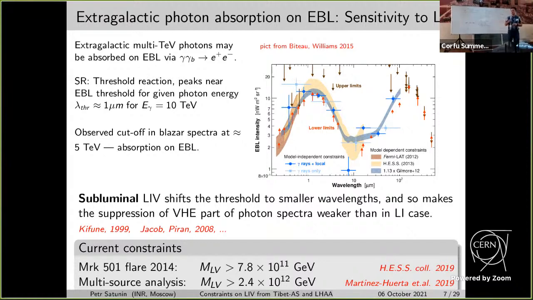And in case of subluminal LIV, the threshold is shifted to smaller wavelengths, and so the universe becomes more transparent. Suppression of these TeV extragalactic photons will be weaker than in the standard Lorentz invariant case. So the current constraints in a subluminal scenario are really better than time of flight constraints, and these constraints are of the order of 10 to 12 GeV.